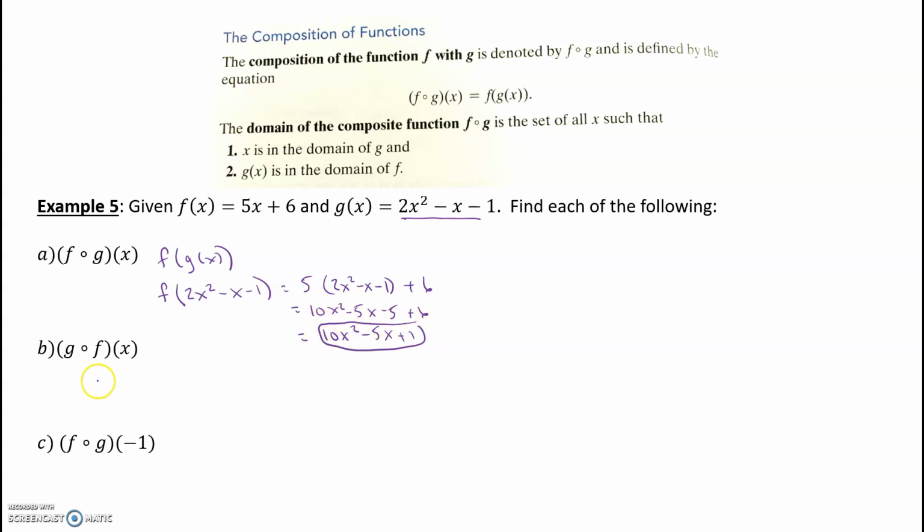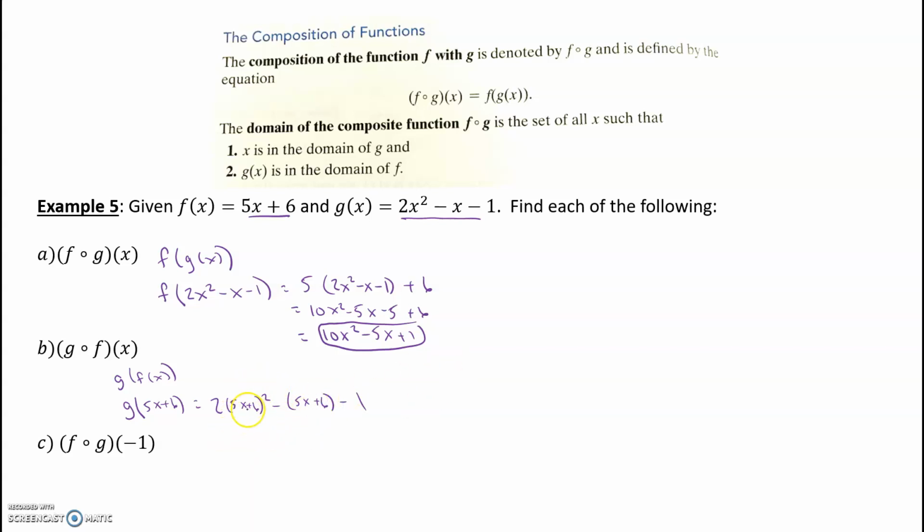So those are composites. Here, g of f of x. Again, work from the inside out. We want g of, and instead of f of x, we can write 5x plus 6. So that means I want to go to g, 2x squared minus x minus 1, and I want to plug in 5x plus 6. We're definitely going to have a part 2 to this video to finish up. Sorry, guys.